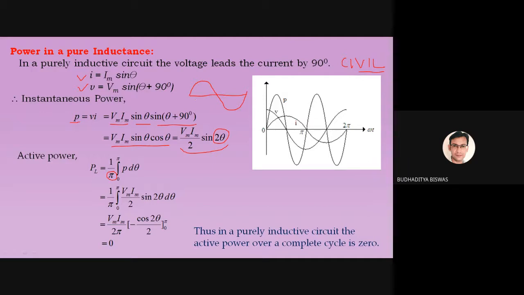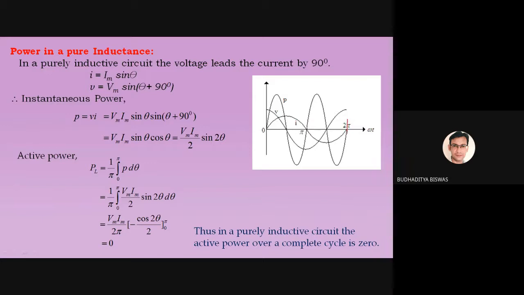Double the frequency means within this one, here you see only one cycle, but in case of power, there will be 2 cycles like this. So it's as 2 theta is there. That's why the power is actually oscillating at double the frequency.